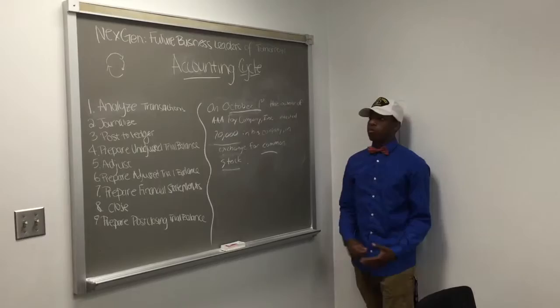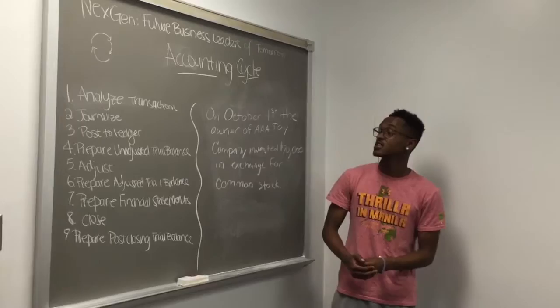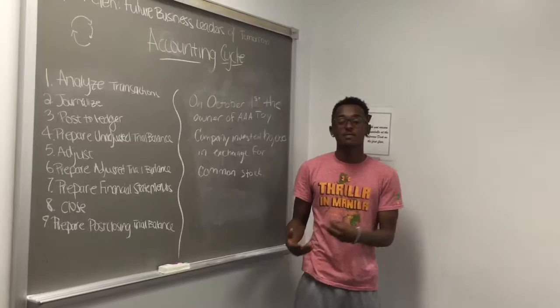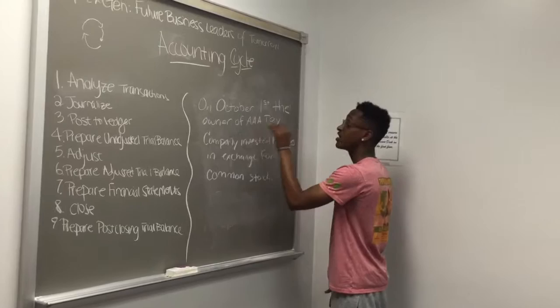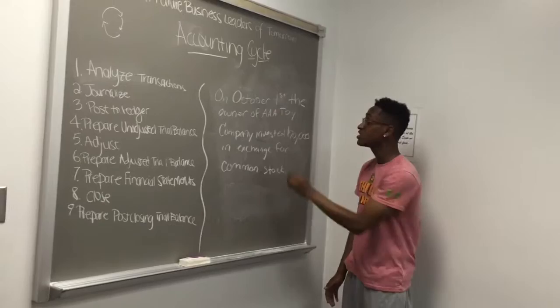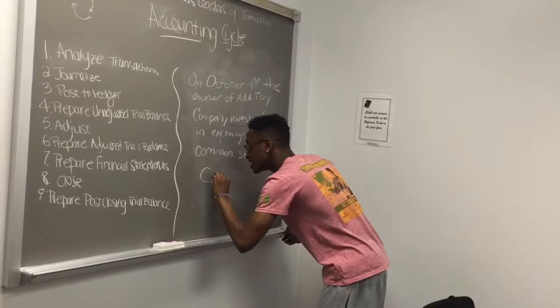Hello, everybody. I'm Ian Weaver, and today I'm going to teach you about the journalizing part of the accounting cycle. The journalizing part is basically keeping track of your transactions in a journal called the general journal. All companies use a general journal to track their transactions, and you have to track these transactions in a specific way. So on October 1st, the owner of the AAA toy company invested $70,000 in exchange for common stock. When we see the words invested $70,000, that means cash increased, and cash is normally debited, so we'll write this down as cash for $70,000.